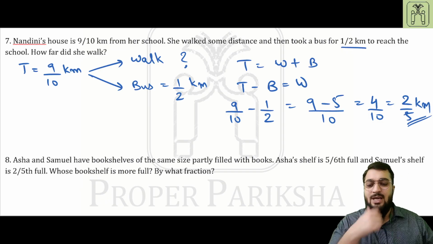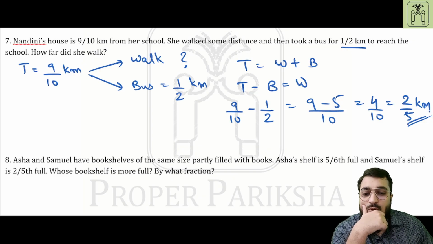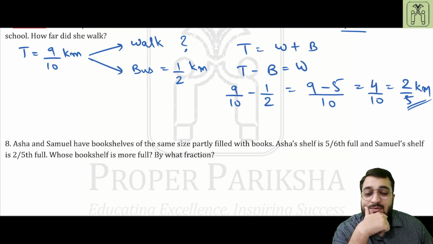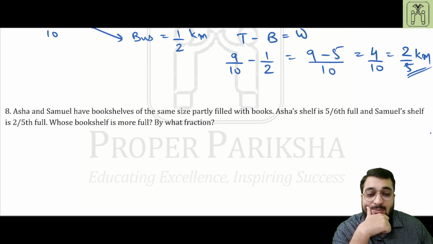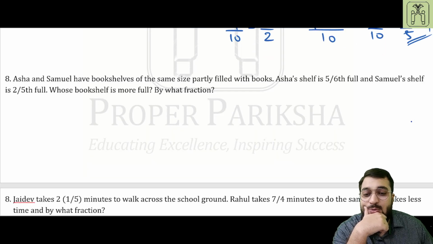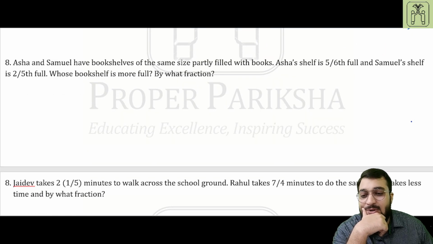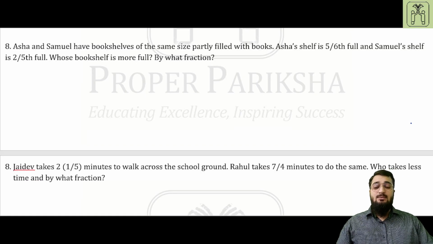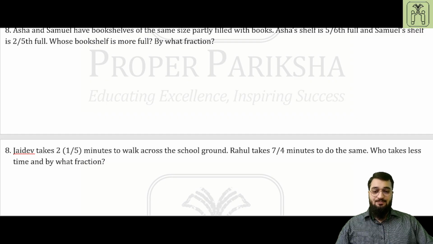So question number 8. Asha and Samuel have bookshelves of the same size partly filled with books. Asha's shelf is 5/6 full and Samuel's shelf is 2/5 full. Whose bookshelf is more full by what fraction? Okay, we'll do this question.